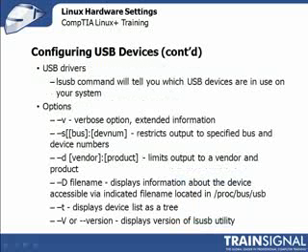The lsusb command will tell you which USB devices are in use on your system, and like other commands, its output can be tweaked using various options. Dash V you will recognize as the verbose option. Dash S with the bus and devnum parameters restricts output to specified bus and device numbers. Dash D with vendor and product parameters limits output to a vendor and a product. Dash D space file name will display information about the device accessible via the indicated file name located in /proc/bus/usb.